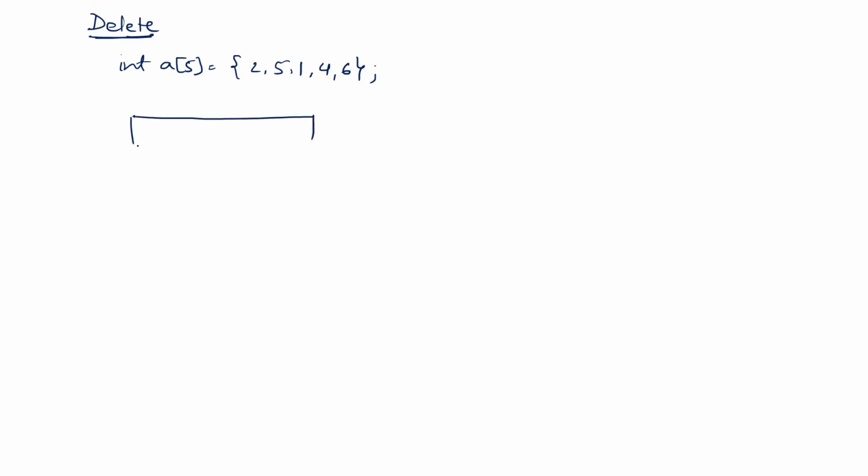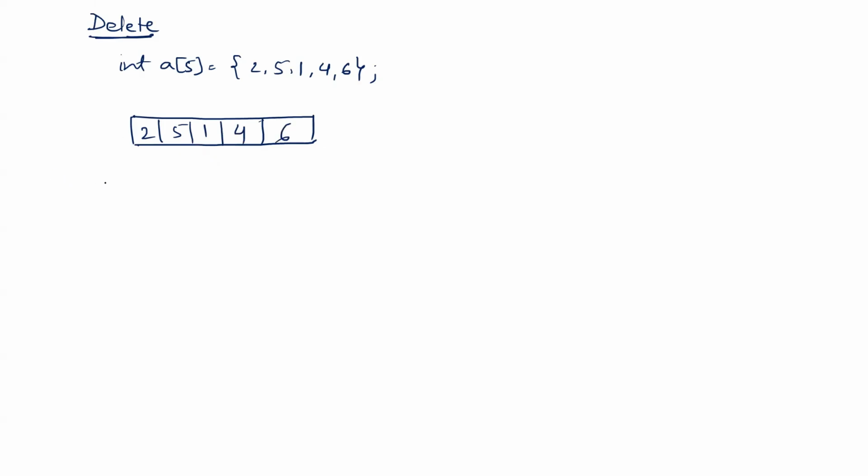Now, next we are going to discuss deletion. Let's suppose I want to delete an element from the array. An array is given to you: int a of 5 is equal to 2, 5, 1, 4, 6. This is your array. Let me write it in the form of boxes. This will be your 2, 5, 1, 4, 6.